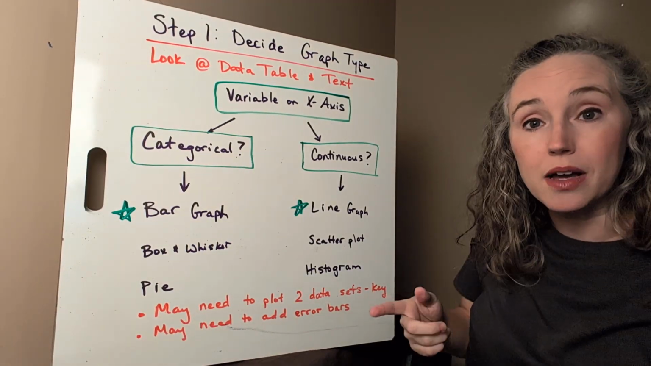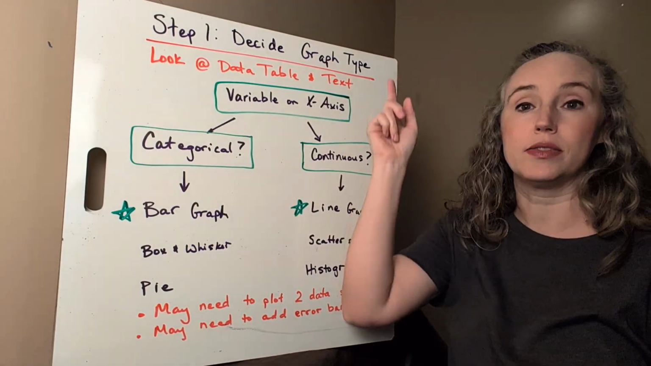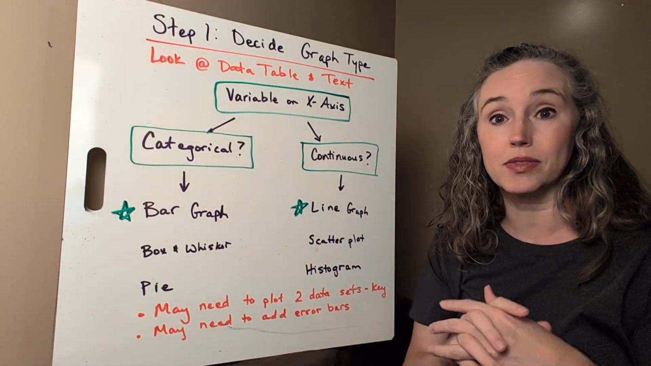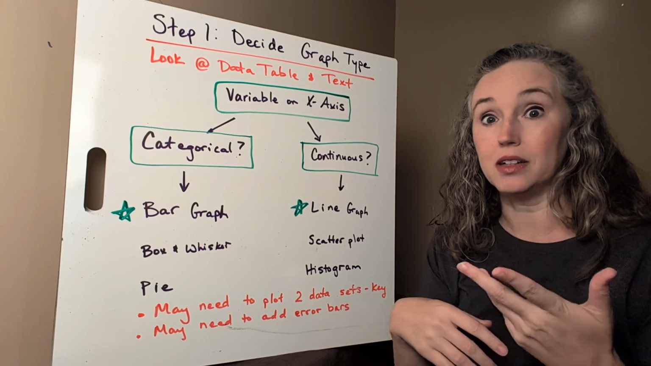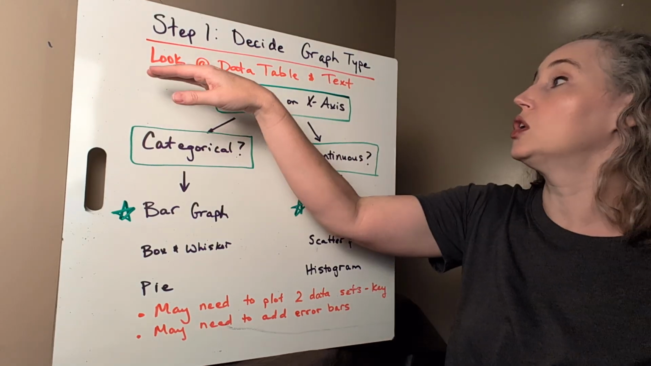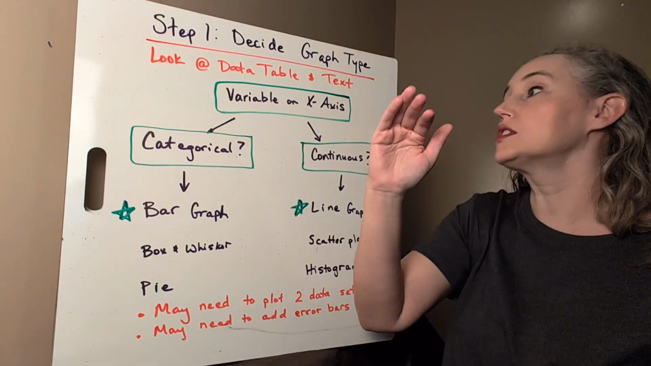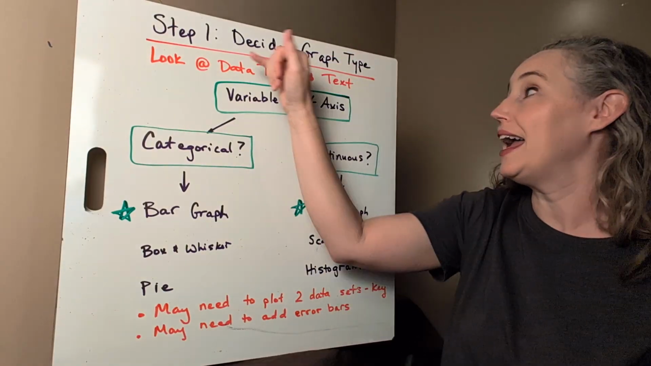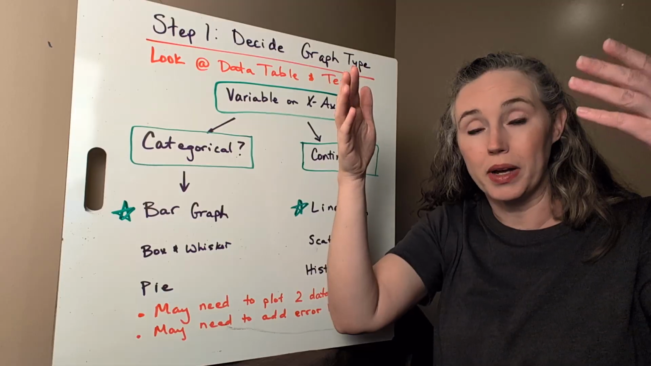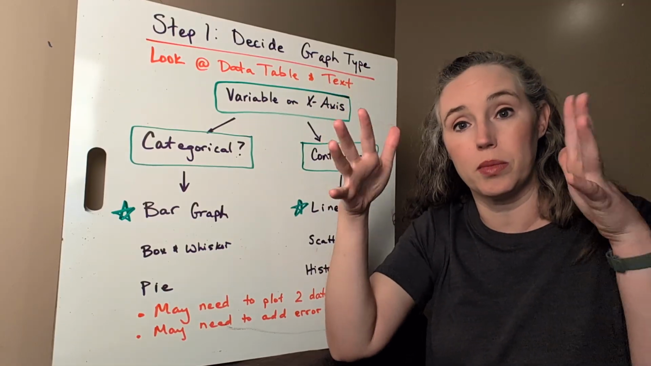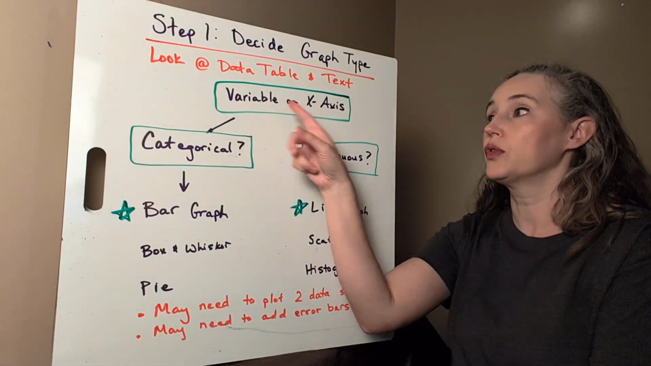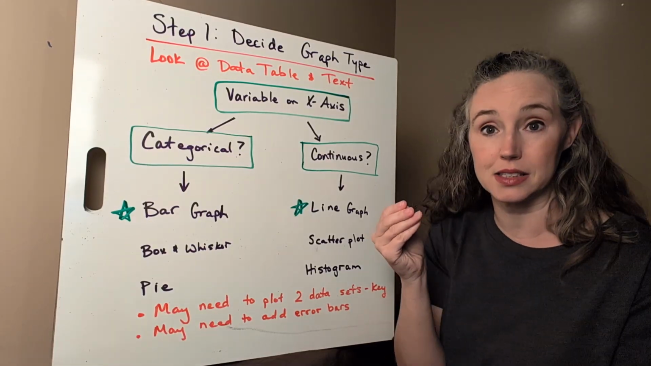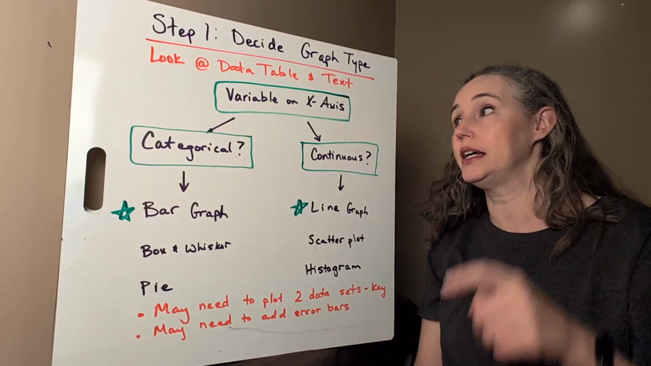So the first step is to decide your graph type. Now, I did a whole video on this and I went through all 8 types of graphs that could appear on the AP Biology exam. So your first decision, the first thing you need to do is look at the data table and the text above the data table, because sometimes they don't cram everything in the data table. So your first question is, which of the variables is going to go on the x-axis? Again, I have a whole video for this.